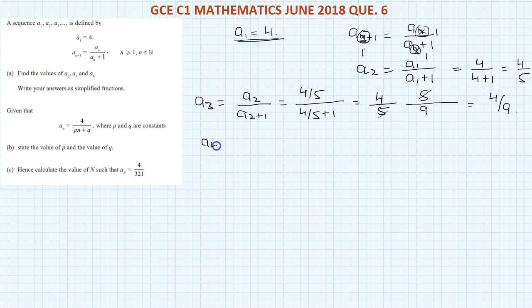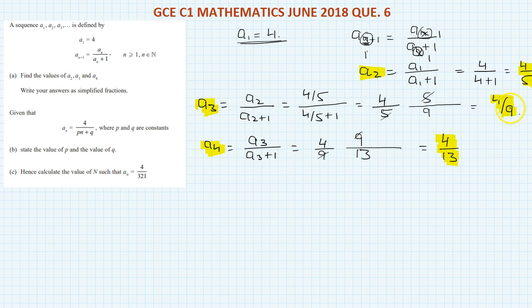And A4, that will be A3 over A3 plus 1. Now A3 is what? 4 over 9. And 4 over 9 plus 1: 9 times 1 is 9 and 4, 13 over 9. So this cancels, so that is 4 over 13. So A2 is 4 over 5, A3 is 4 over 9 and A4 is 4 over 13. These are very easy questions. So this question was of 3 marks. I think it's very easy, less time consuming.